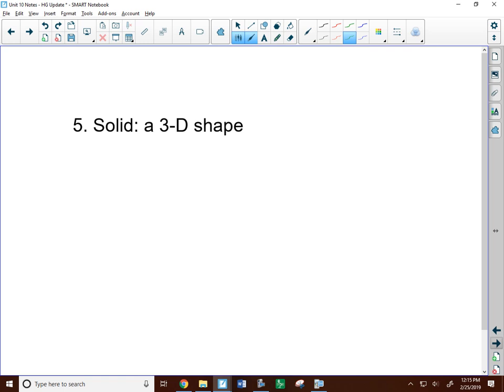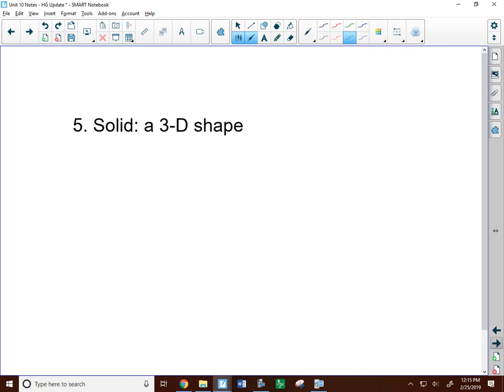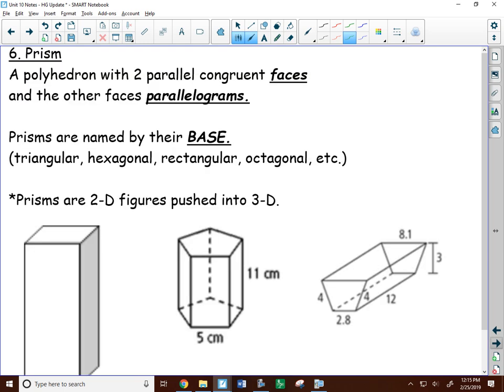Let's keep going. A solid is, I think I already mentioned that for number 3, just any 3D shape. Okay, so that's the word I'll be using for a 3D shape. So a prism is a type of solid. Now a polyhedron is also a type of solid, more specifically because it's made of polygons.